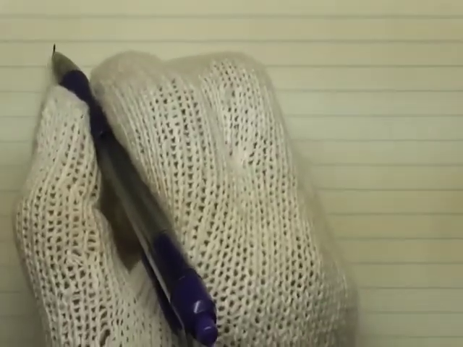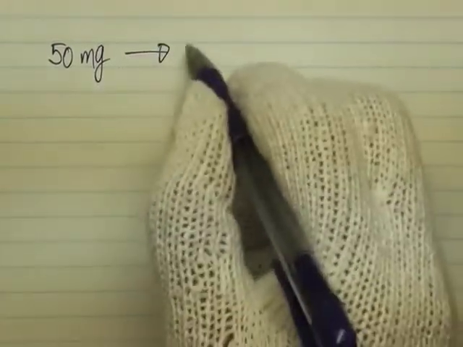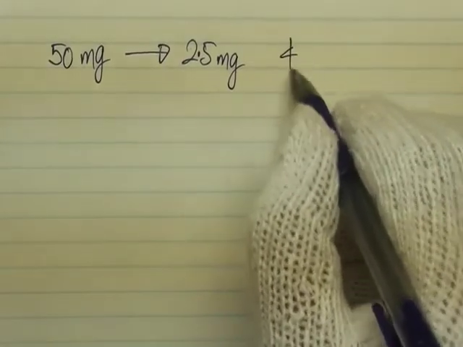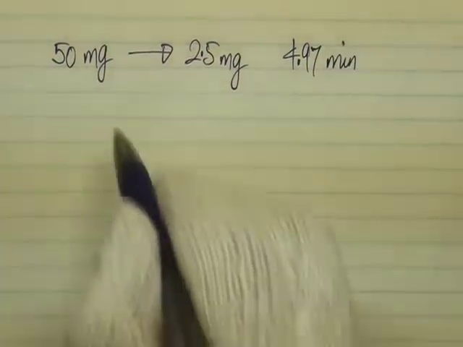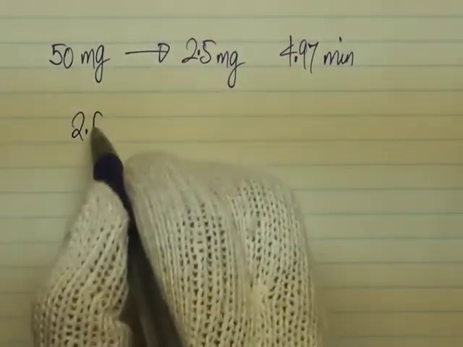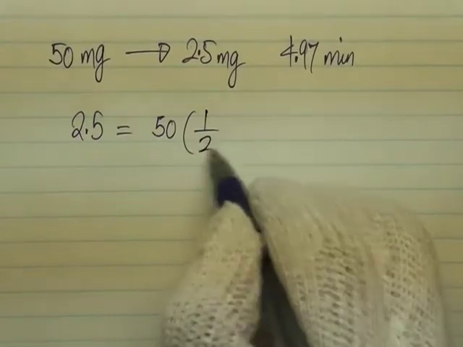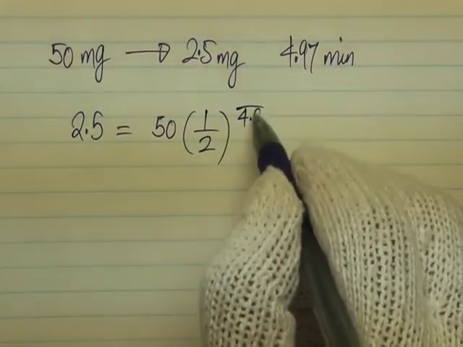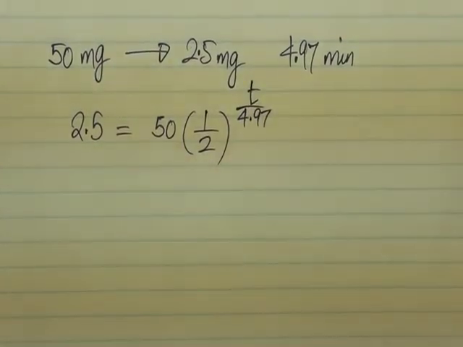Okay, so our original is 50 milligrams. I want to go to 2.5 milligrams. We know the half-life is 4.97 minutes. So this is what our situation is. This is what we want it to become. This is what it starts off. It's a half-life situation. It becomes half every 4.97 minutes. We want to find out what t is.